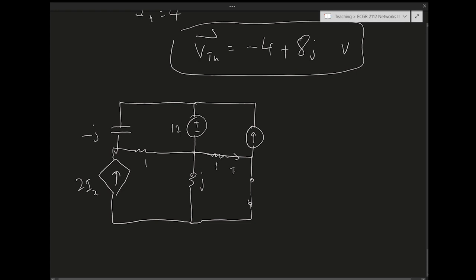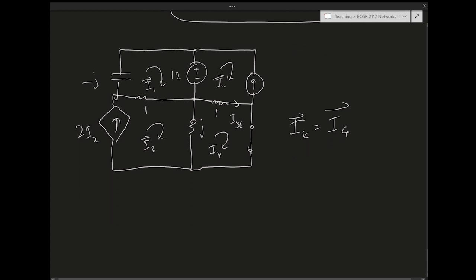So this is Ix. I'll use mesh or loop analysis because it's simpler. It only requires solving 3 equations. So I have I1, I2, I3, I4, and then I short circuit is just going to be I4, clearly.